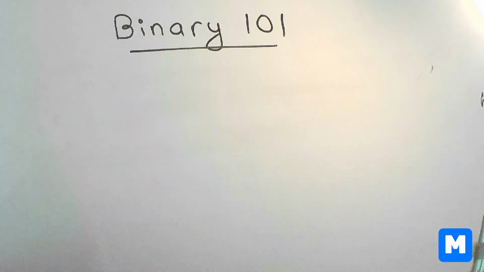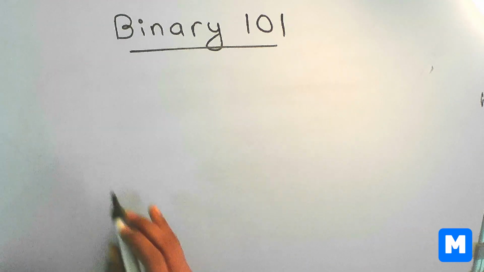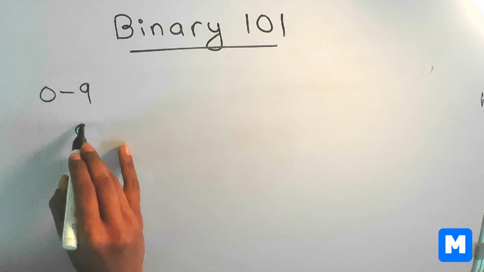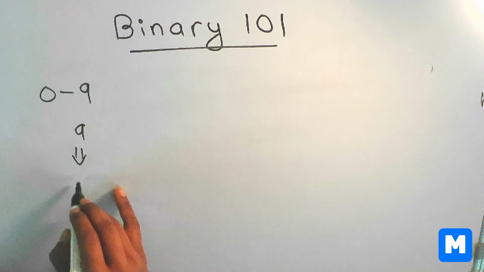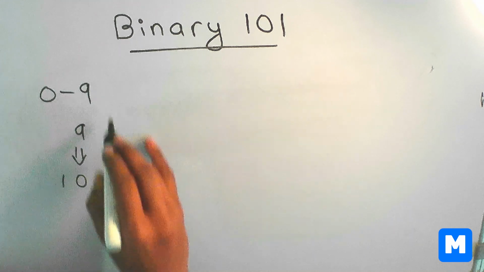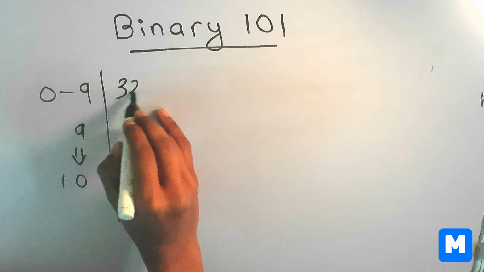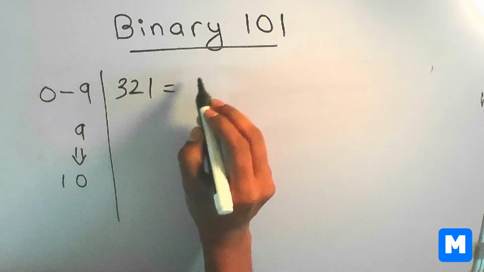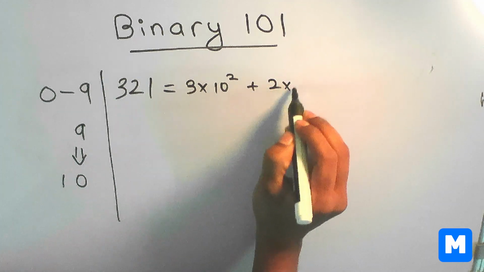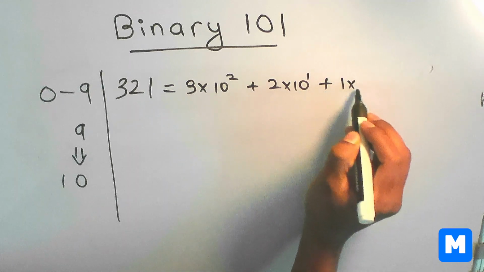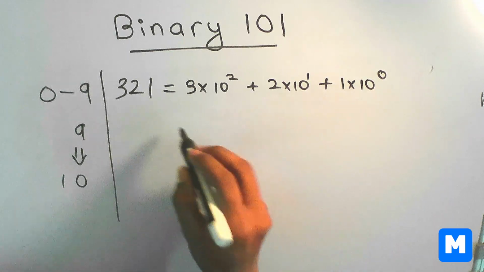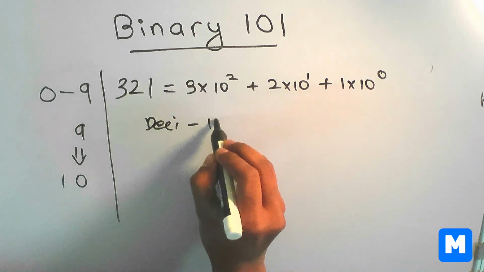We usually count in the decimal system, where there are symbols from 0 to 9. Once a digit hits 9, it resets to 0 and its value carries over to the next digit. Say, for example, you have 321, which is actually 3 into 10 power 2 plus 2 into 10 power 1 plus 1 into 10 power 0. Since deci means 10, that's our base.